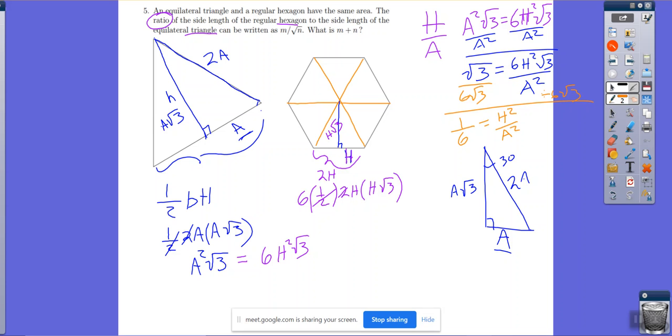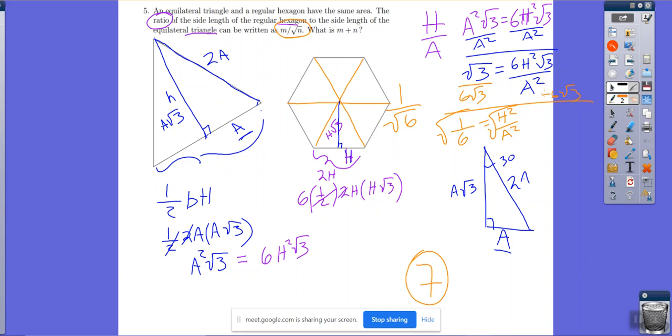Okay, so now the only problem is we have h squared over a squared. I have to square root everything. So that gets me, well, what's the square root of 1? 1. And we have the square root of 6. And it's in the form that they tell us it's going to be in. A whole number divided by an irrational number. So what's m equal to? M is equal to 1. N is equal to 6. 1 plus 6 is 7. So the answer to this problem is, in fact, 7.